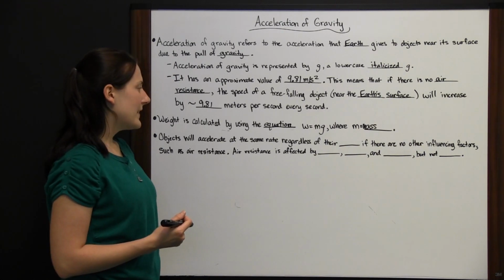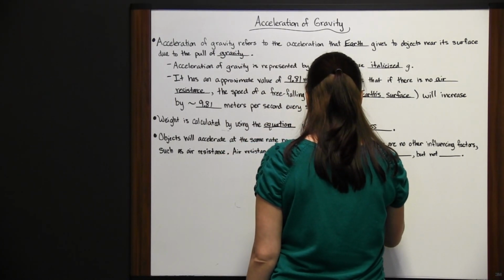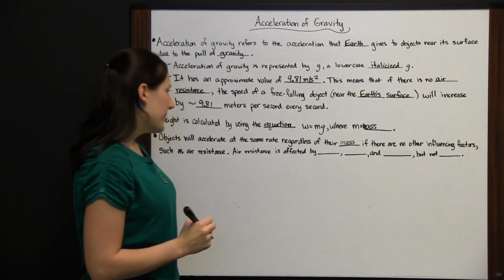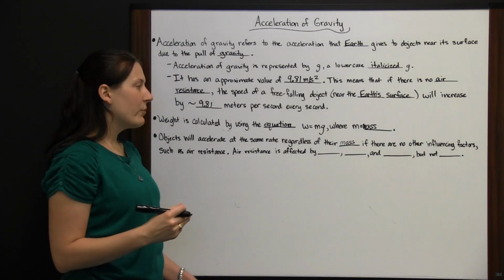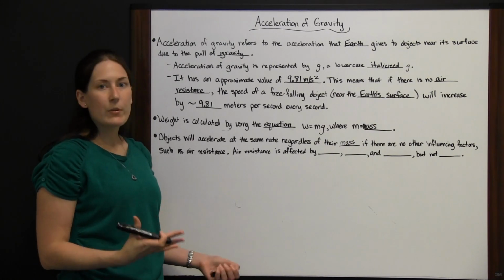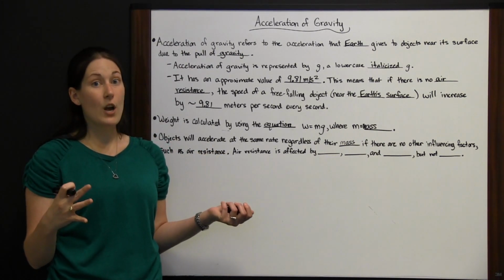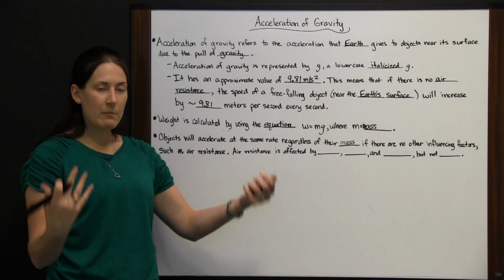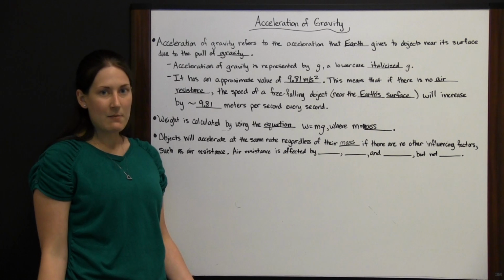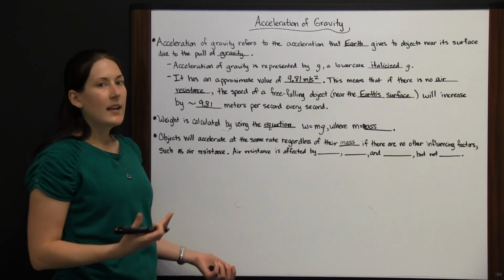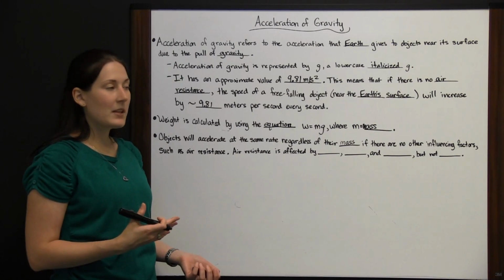Now, objects will accelerate at the same rate regardless of their mass if there are no other influencing factors, such as air resistance. So if two things have different masses and there was no air resistance, let's say we could put two things in a vacuum. If we could put a giant boulder and a feather in a vacuum where there was no air resistance and we dropped them, they would both accelerate at 9.81 meters per second squared and land at the same time on the ground. However, there is air in the Earth's atmosphere, so air resistance is usually a factor.